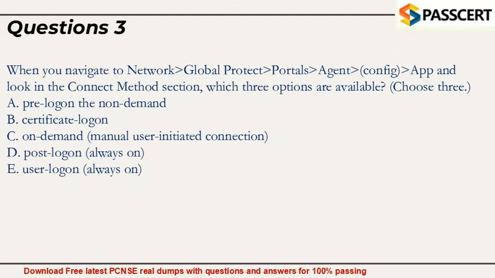Question 3. When you navigate to Network, GlobalProtect, Portals, Agent > Config > App and look in the Connect Method section, which 3 options are available? Choose 3. A. Pre-logon, on-demand. B. Certificate logon. C. On-demand, manual user-initiated connection. D. Post-logon, always on. E. User logon, always on. Answer: ACE.